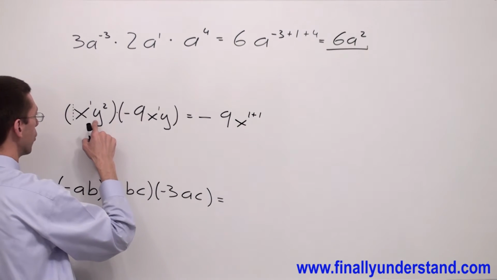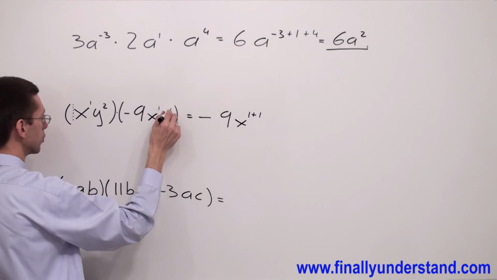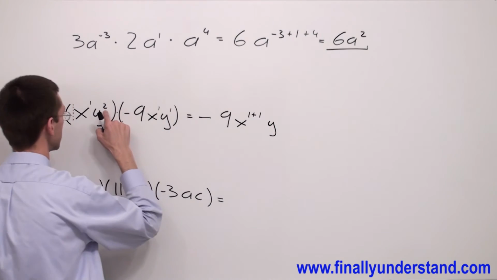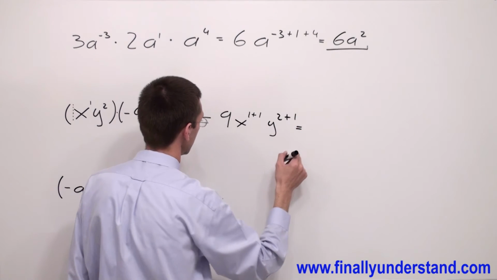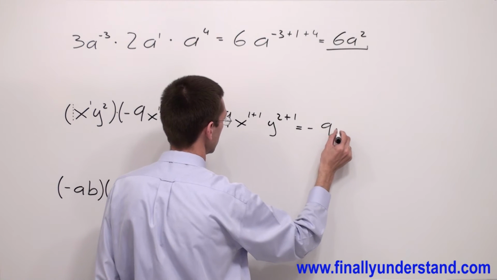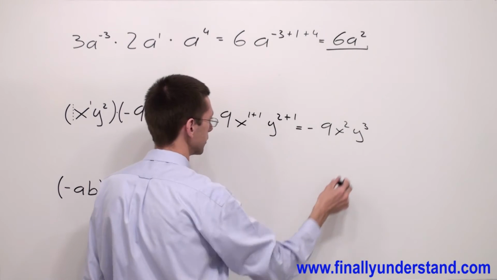And I have y squared and y. Remember, anytime there is no exponent, there is always an invisible 1. That's why I'm going to keep y and add exponents. 2 plus 1. My final answer is going to be negative 9x squared y to the third power.